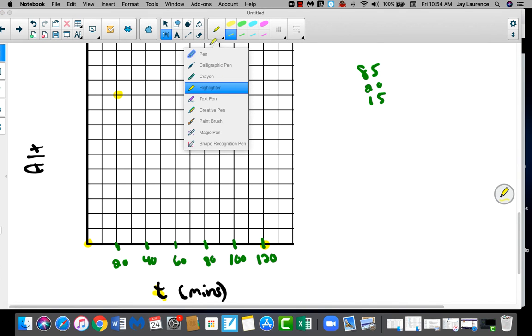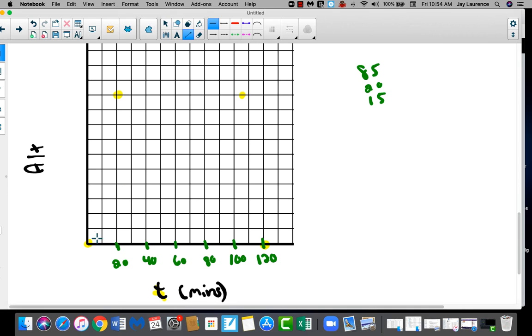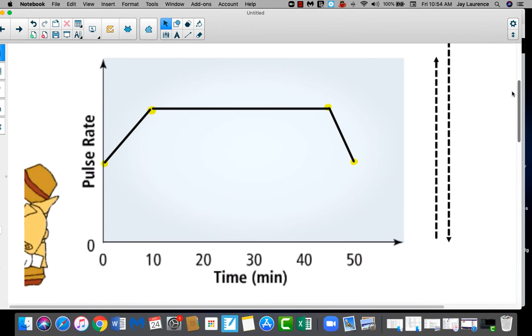And now I'm ready to sketch my graph. Okay, so the plane is taking the first 20 minutes to get up to its cruising altitude. Then it stays at that cruising altitude for 85 minutes. And then it descends and lands in the next city, its destination. Okay? Pretty simple stuff, ladies and gentlemen. Pretty simple stuff. All right.